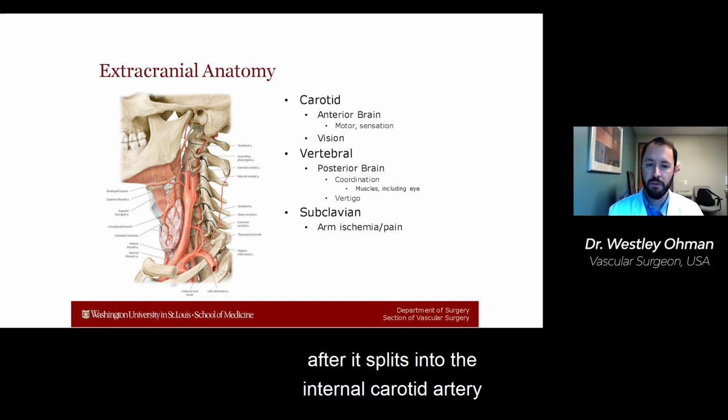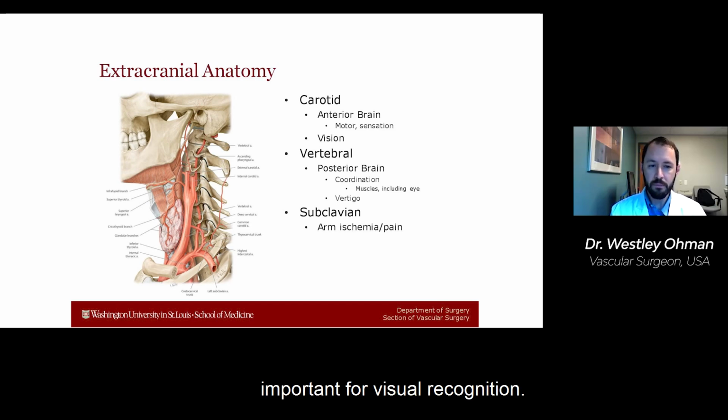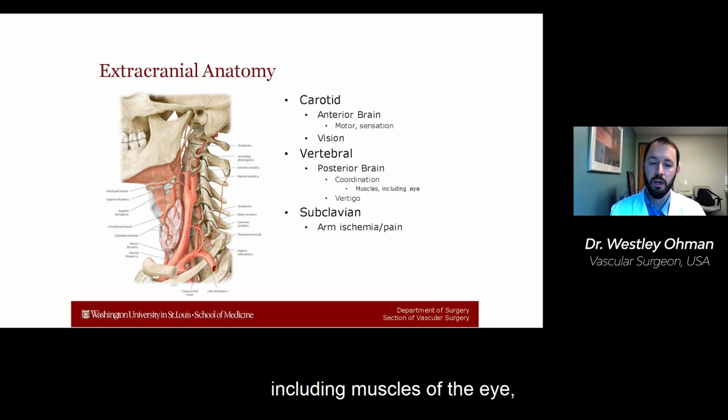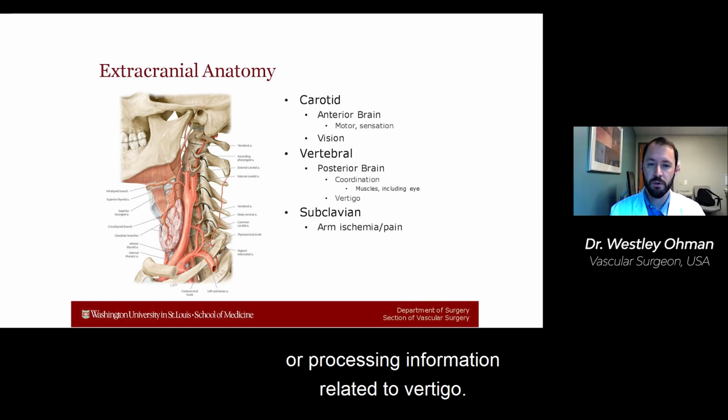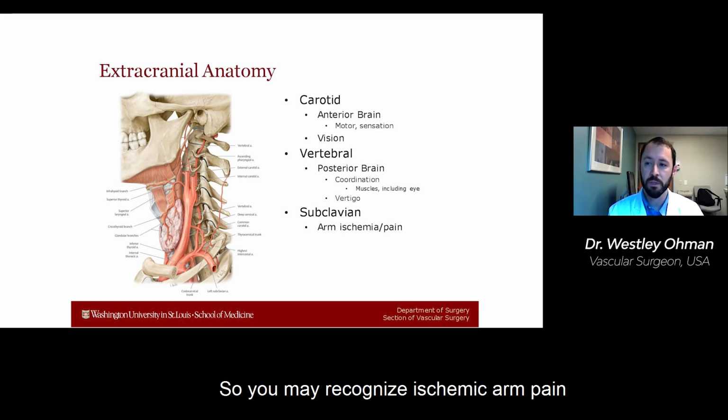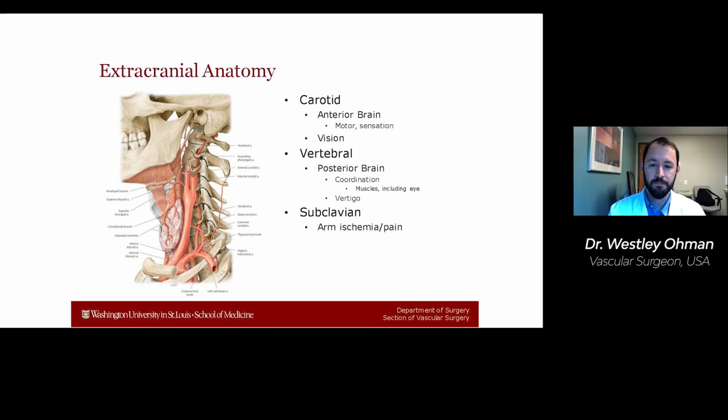So for the carotid artery, after it splits into the internal carotid artery and enters the brain, it provides perfusion to areas of the brain that are responsible for motor control or sensation, as well as providing blood flow to the eye, important for visual recognition. The vertebral artery supplies blood to the posterior brain, which is important for coordination, including muscles of the eye, as well as feelings of vertigo or processing information related to vertigo. And then the subclavian artery supplies blood supply to the arm, and so you may recognize ischemic arm pain with subclavian pathology.